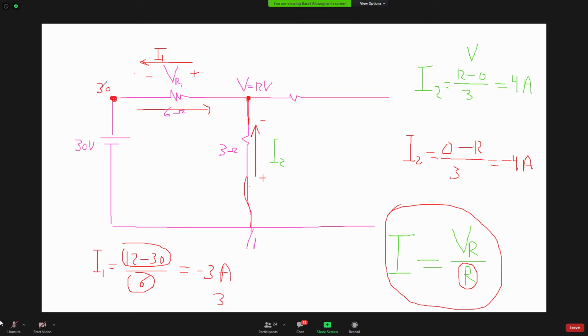If someone says find the current in this direction, it will be 3, not negative 3, because it will be 30 volt minus 12 volt. This is the voltage, which is the difference, divided by the resistance. You can see it. This is resistance in ohm, and that is the voltage. And I cannot repeat it more than this.